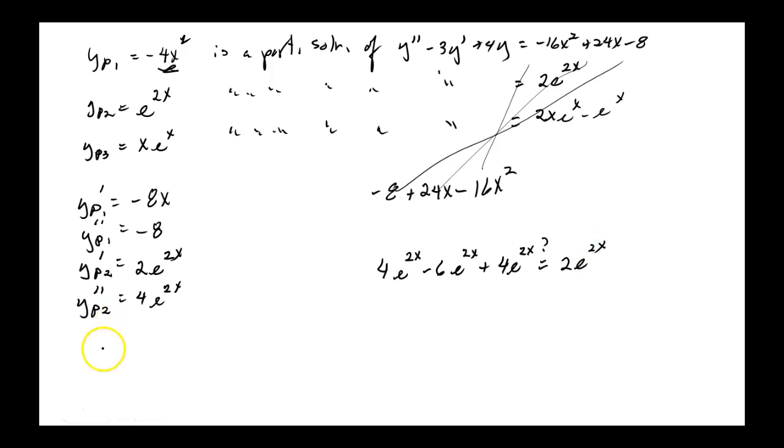Now let's do the third one. y sub p sub 3 prime would be e to the x plus x e to the x. And y sub p sub 3 double prime is equal to e to the x plus e to the x plus x e to the x.